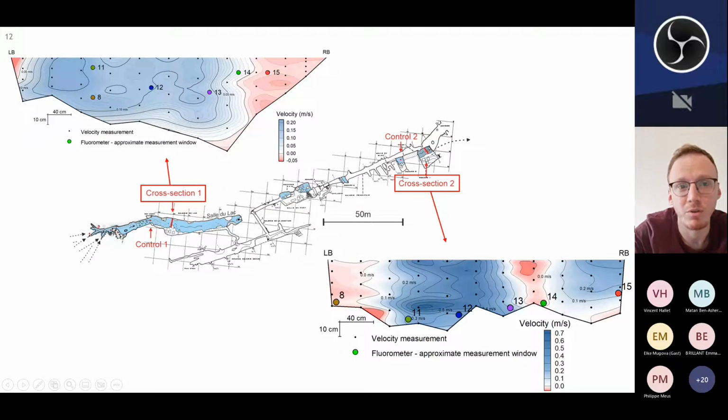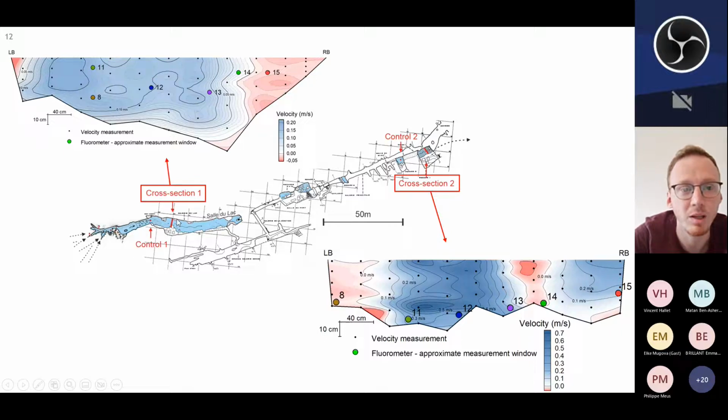Then we measure, of course, the velocity of the flow. This is helpful to determine the flow rate. All the black points you see on the graphs are the points where we measure the velocity. And then the colors are the interpolation. So we have a velocity kind of map of the cross-section. This is helpful to know what is going on in the hydrodynamics of the cross-section.